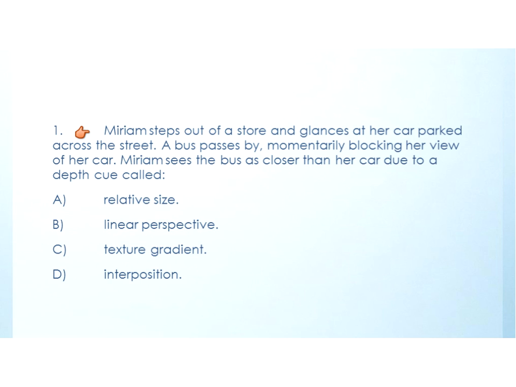Miriam steps out of a store and glances at her car parked across the street. A bus passes by, momentarily blocking her view of her car. She sees the bus as closer than her car due to what? What do you guys think? Chime into the chat box. What is that one from these different depth cues? Is it relative size, linear perspective, texture gradient, or interposition?